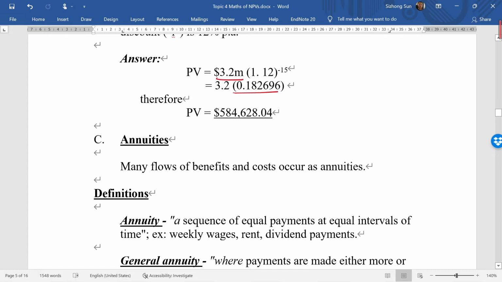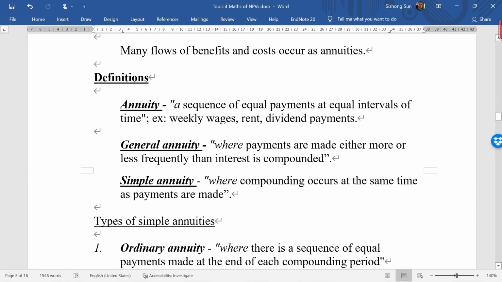Alright, so frequently the benefits or costs occur as a kind of annuity. So what is an annuity? It is a sequence of equal payments at equal intervals of time. For example, weekly wages, weekly rent, or monthly dividend payments, or quarterly or annual dividend payments.